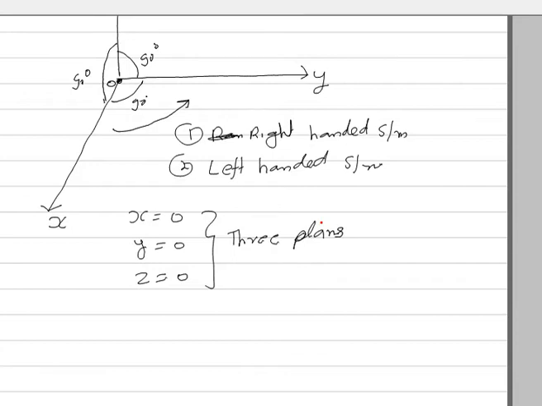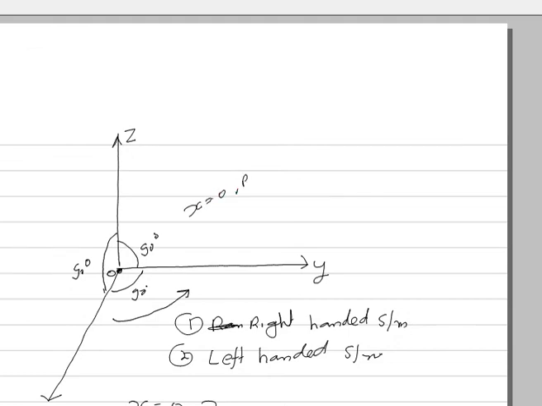We can give the other name to the x equal to 0 plane. X equal to 0 plane means basically this is x equal to 0 plane. This is z equal to 0 and this is y equal to 0. The other name for the x equal to 0 plane is the yz plane. This is the xy plane, xy plane, xz plane.